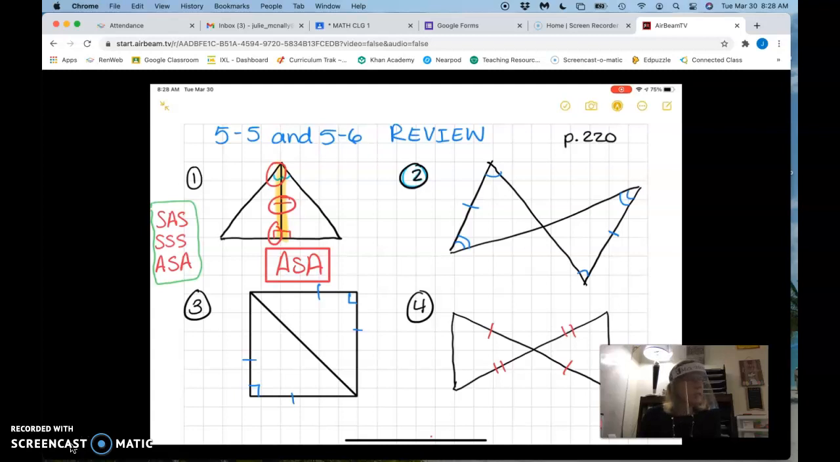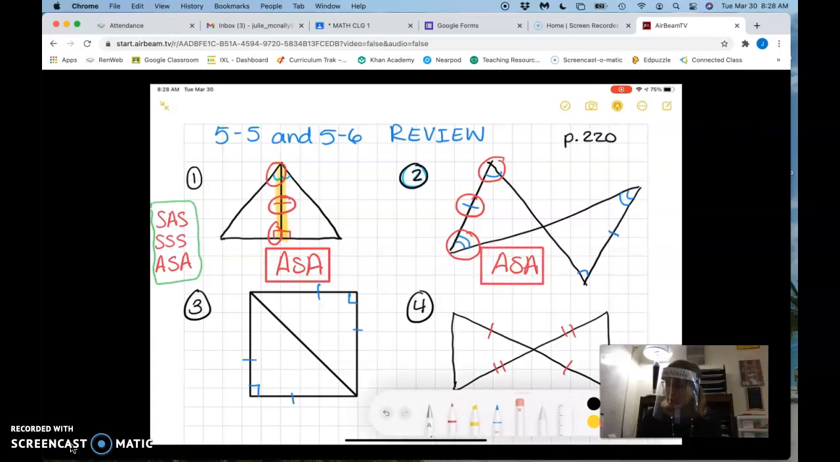Okay, let's look at number two. Again, you're looking at whatever is marked and you're going in order that it's marked. So angle, side, angle again. These are examples that you haven't taken yet. So these are just examples to help you prepare for the test.